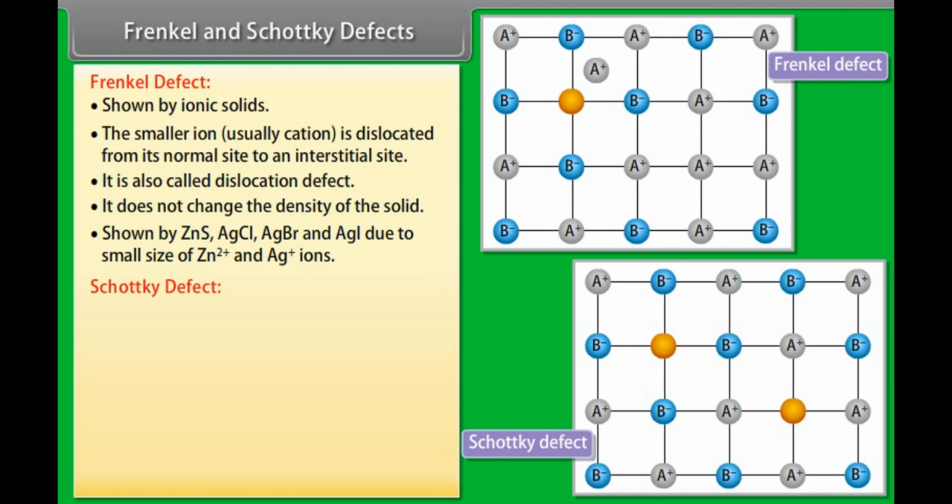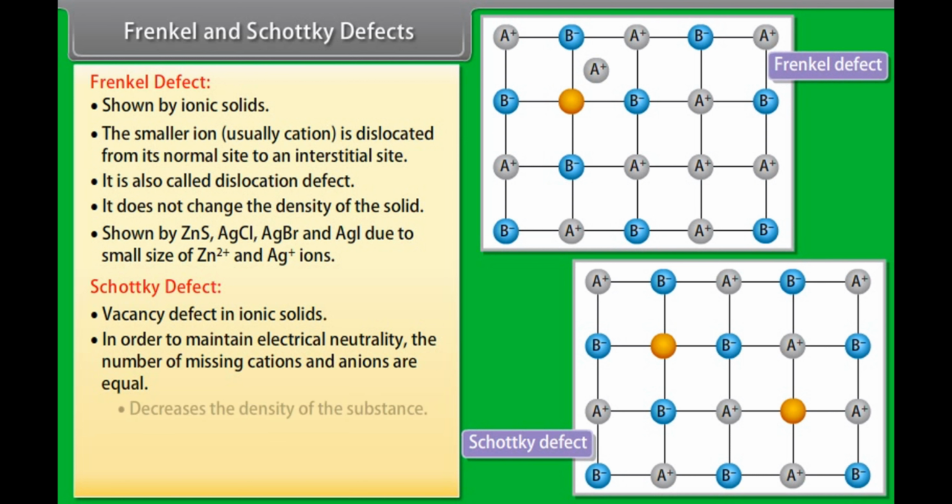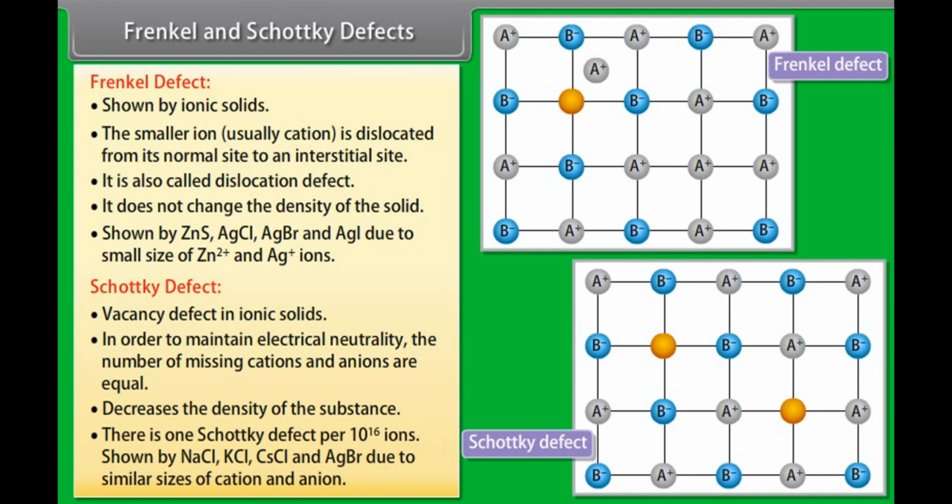Schottky defect. It is a vacancy defect in ionic solids. In order to maintain electrical neutrality, the numbers of missing cations and anions are equal. It decreases the density of the substance. There is one Schottky defect per 10¹⁶ ions. It is shown by NaCl, KCl, CsCl, and AgBr due to similar sizes of cation and anion.